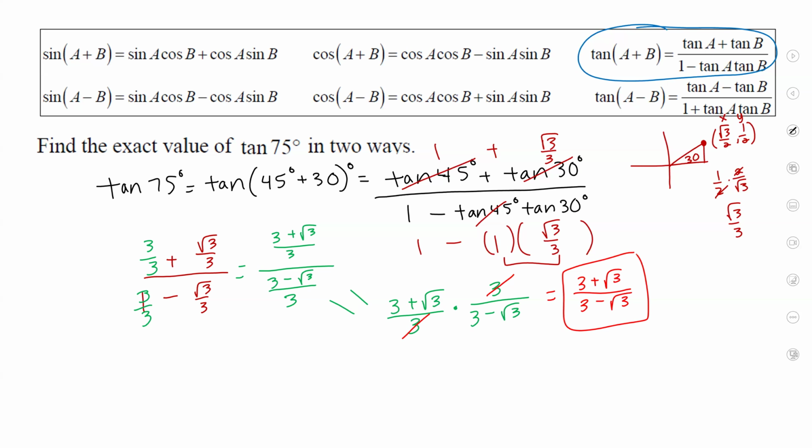The other way, remember guys, tangent of 75 degrees is the same thing as sine at 75 degrees over cosine at 75 degrees, right? And we just found these two values on the last slide.